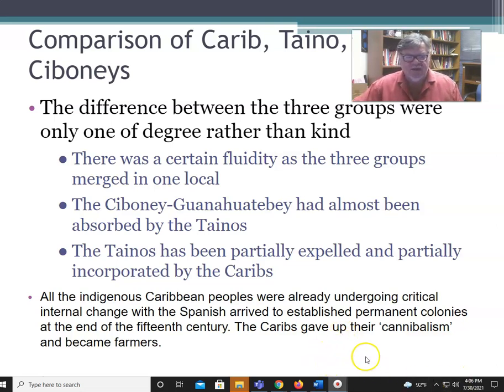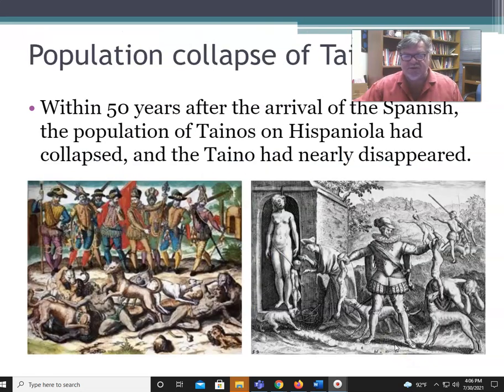Lesser Antilles. All the indigenous Caribbean peoples were already undergoing critical internal change when the Spanish arrived to establish permanent colonies at the end of the 15th century. The Caribs gave up their cannibalism and became farmers.